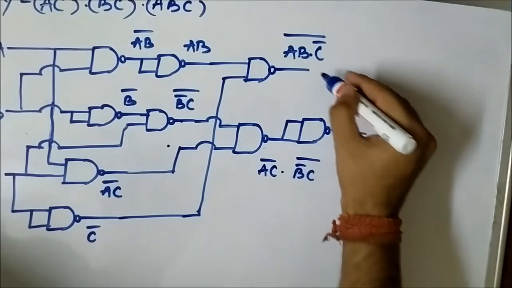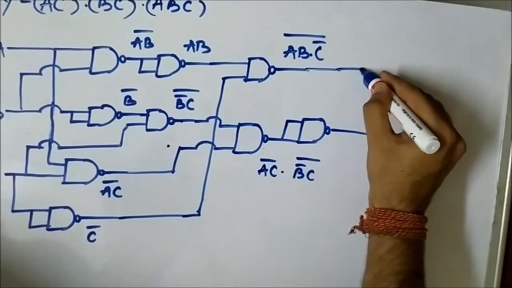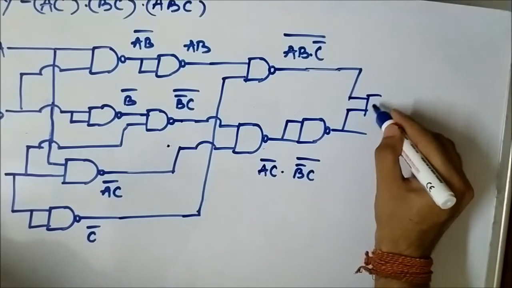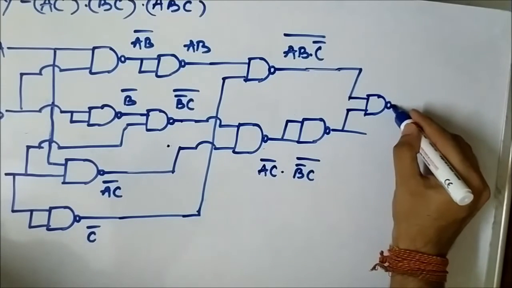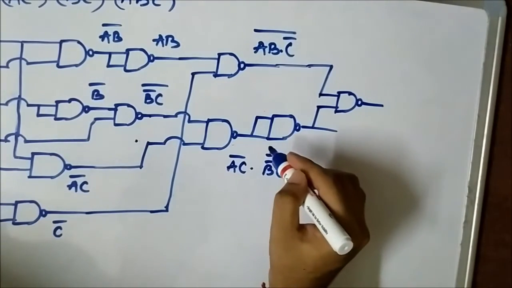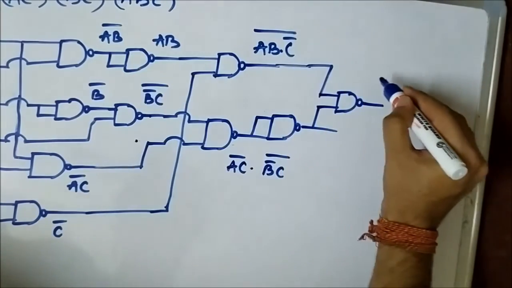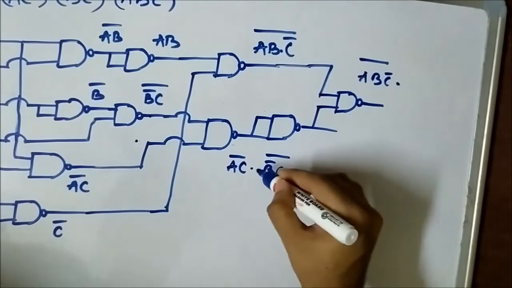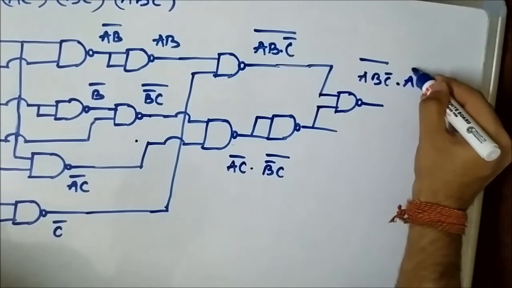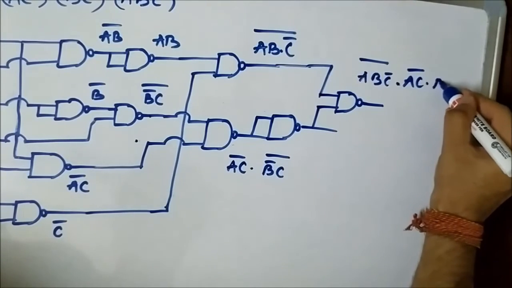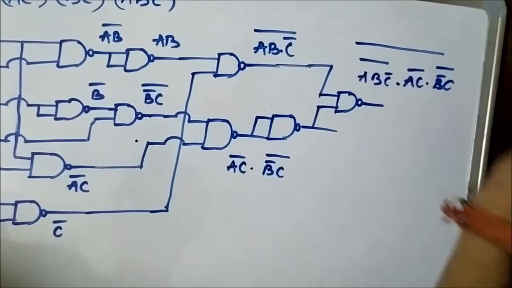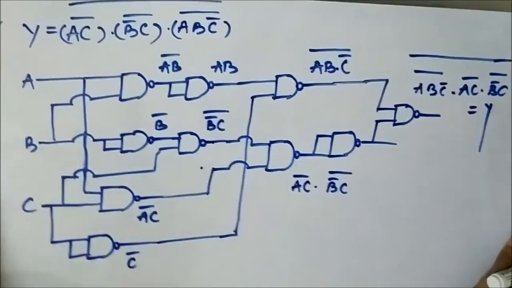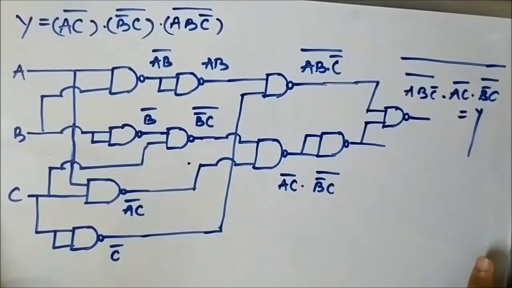Then if we pass these two signals through another NAND gate, we will get the required expression, which is ABC complement whole complement and this signal AC complement and B bar C complement whole complement. This is the required signal. So this is the whole logic design.